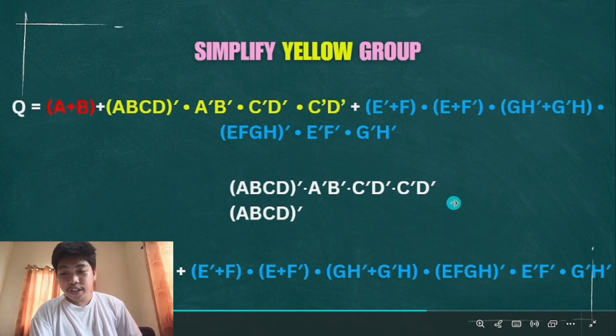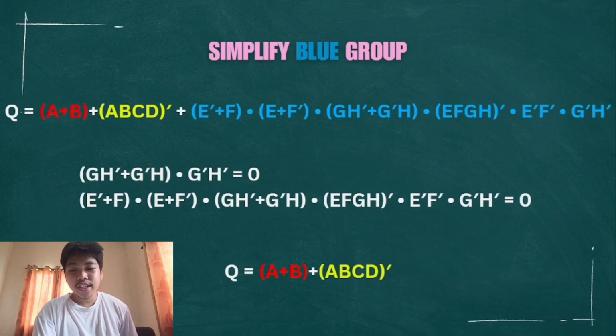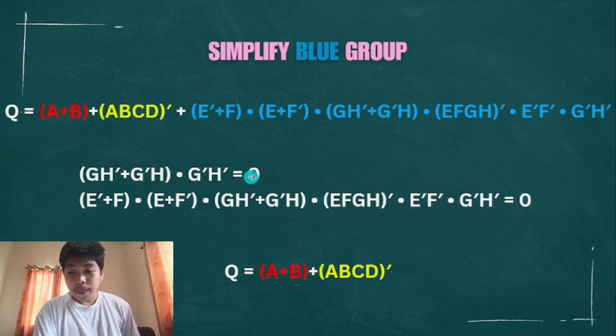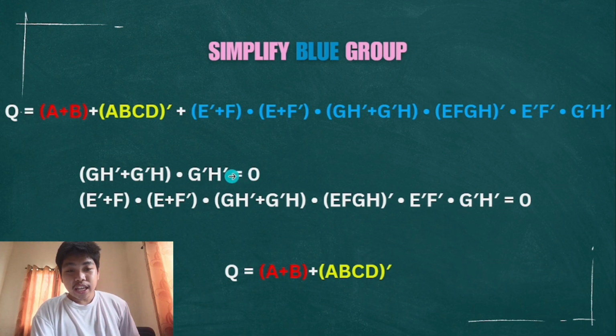And now it's time for the blue term to simplify. As you can see here, in the blue term, when we multiply the entire group, especially this one, J H naught plus G naught H times G naught H naught, it simplifies to 0 because these expressions contradict each other. So this entire blue group becomes 0 and does not affect the outputs.